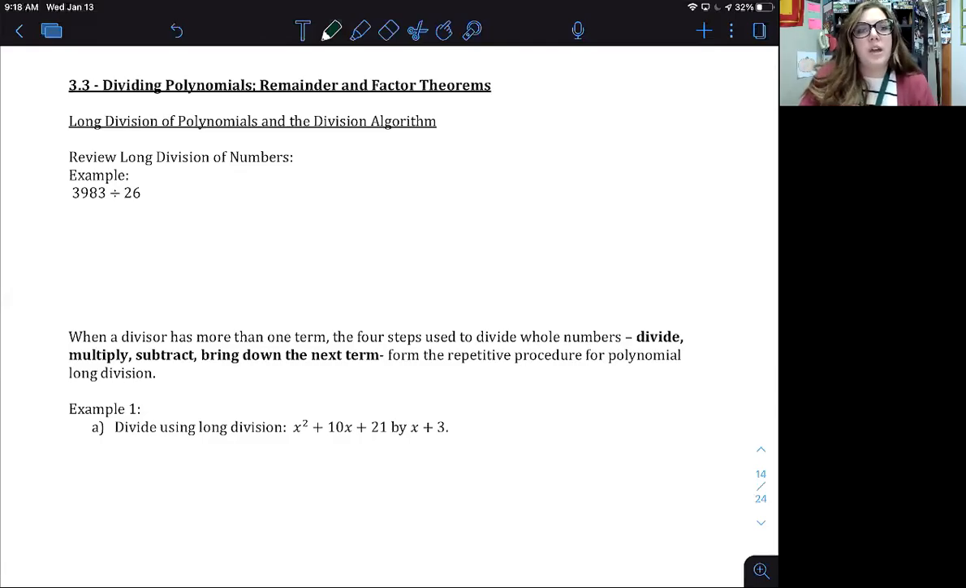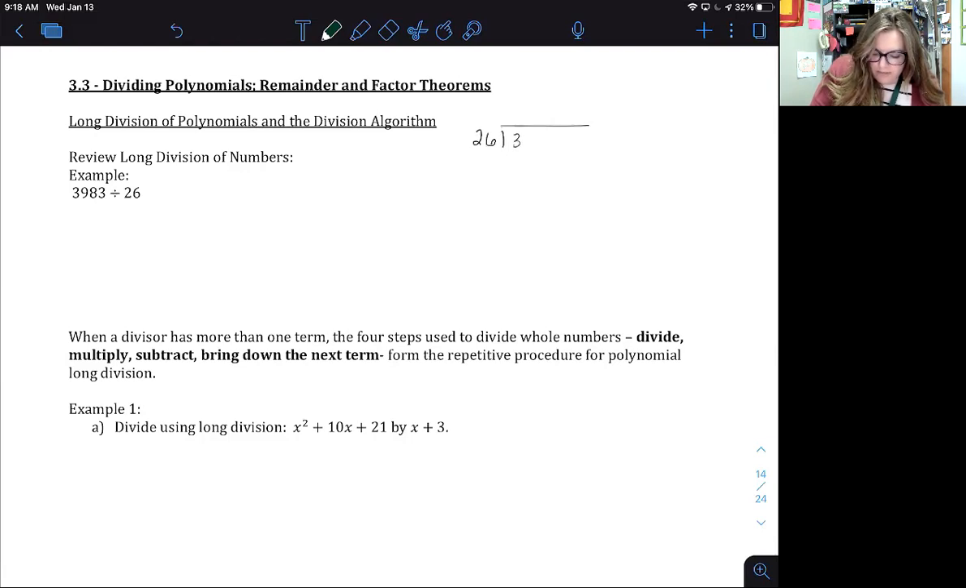So today we're going to look at 3, which is dividing polynomials, and also looking at the remainder and the factor theorems. So first thing, let's just review long division of numbers. So we're going to look at 3,983 divided by 26. Okay, so I'm going to write that over here on the right so we have enough room. So 26 is going to go on the outside because that's what we're dividing by.